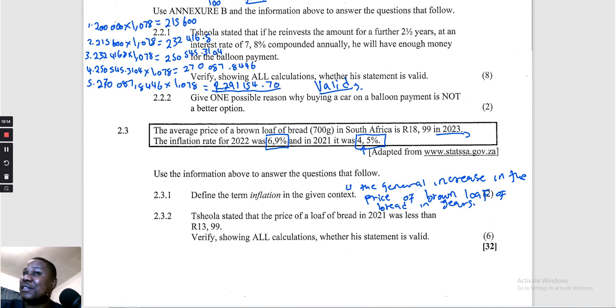Now let's go to my favorite part about this paper here. I think there was supposed to be an errata on this question paper so that anyone who downloads this paper can see that this question was not fair and it cannot be answered. Come here with whatever skill that you have of economics, but this question cannot be answered. 2.3.2. Taylor stated that the price of a loaf of bread in 2021 was less than 13.99 rand. Verify, showing all the calculations, whether his statement is valid.